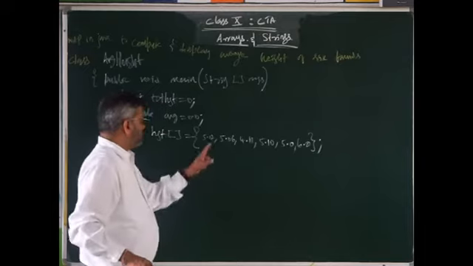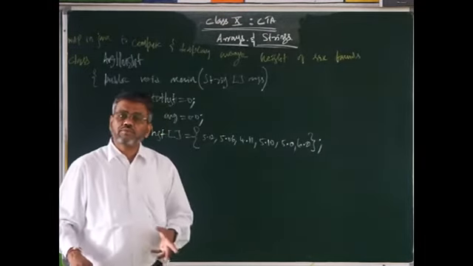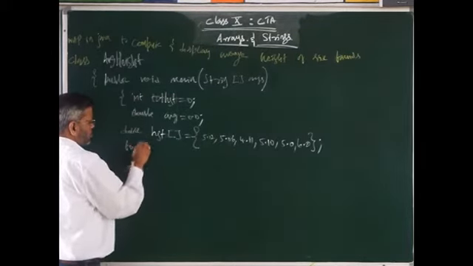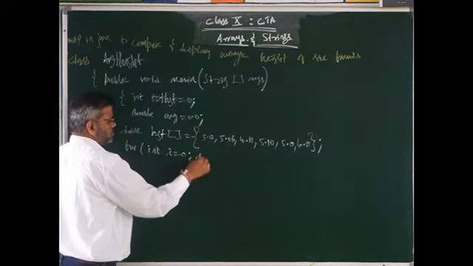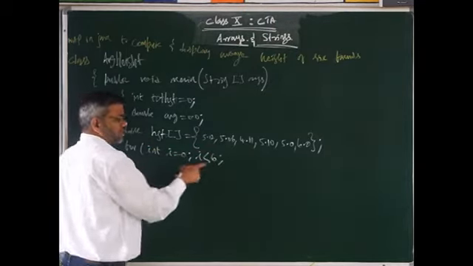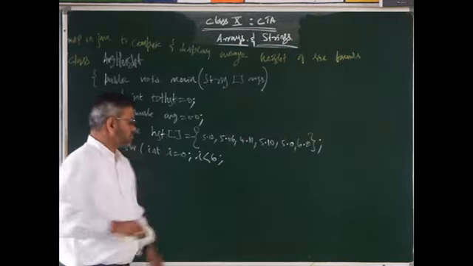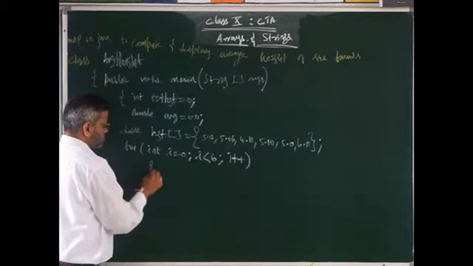Please note 0, 1, 2, 3, 4, 5. 0 to 5, how many of them are there? 6 of them. Now I am going to use a formula. For integer I equal to 0, I less than 6. Less than 6 means what? Up to 5: 0, 1, 2, 3, 4, 5. So 6 of them, I plus plus. Whenever I use this, what does it mean?